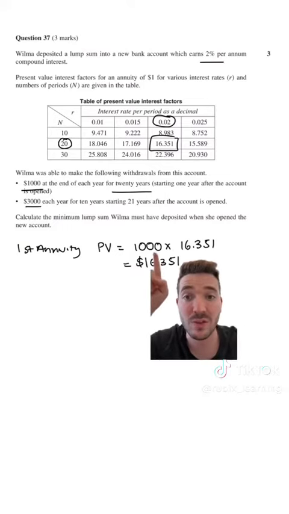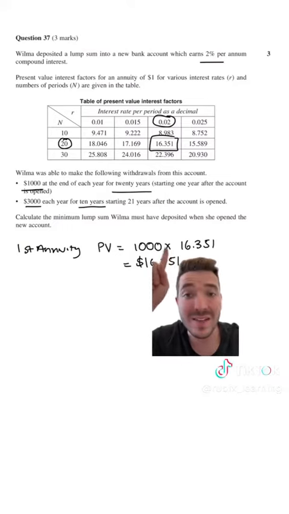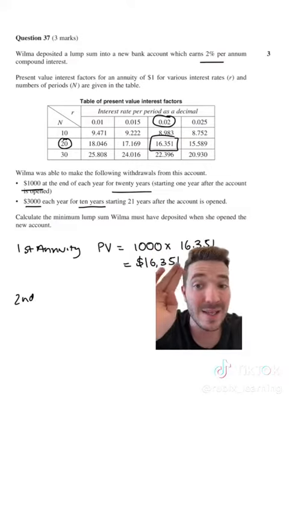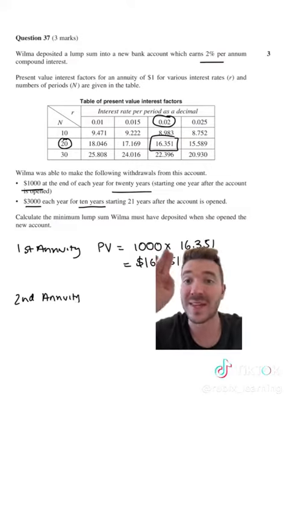So it's $3,000 for 10 years, but it starts in year 21. So after this, the first annuity. So it's a 10-year annuity. Let's just go with that for now. Forget that it starts later on.